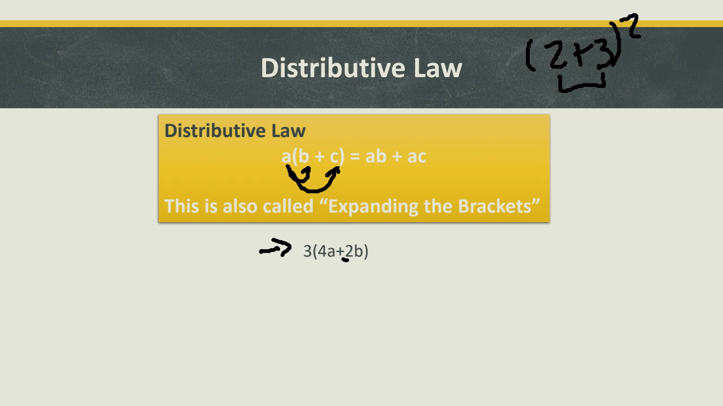It means that this 3 has to be multiplied by the 4a, and the 3 has to also be multiplied by the 2b. So let's use some colors here. I'm going to erase that.